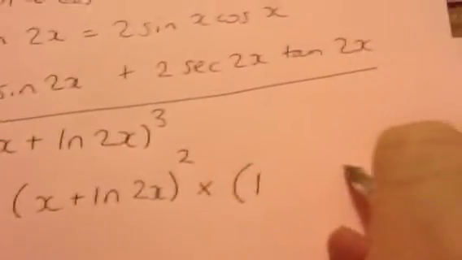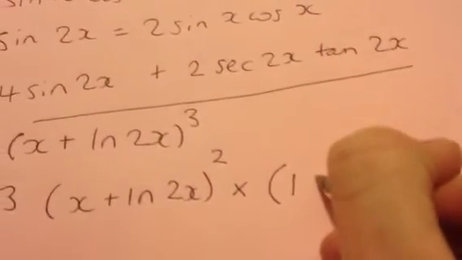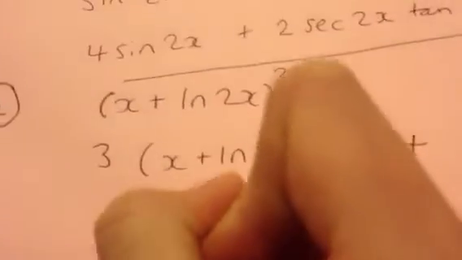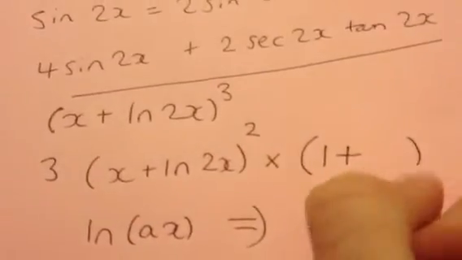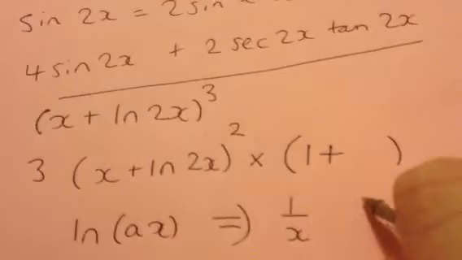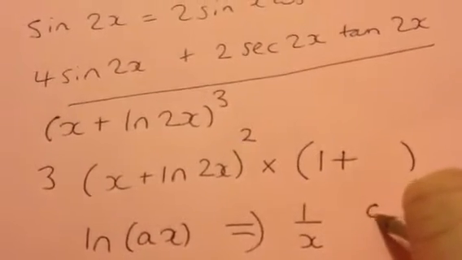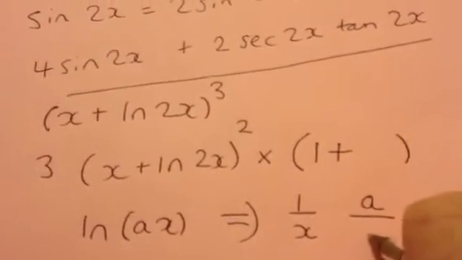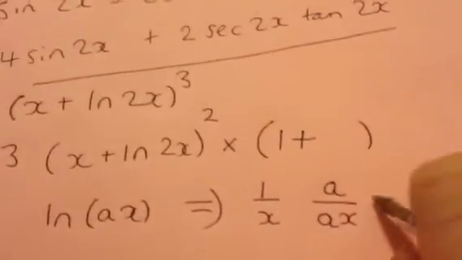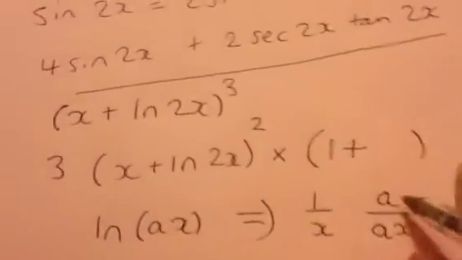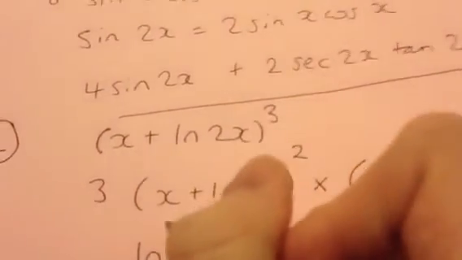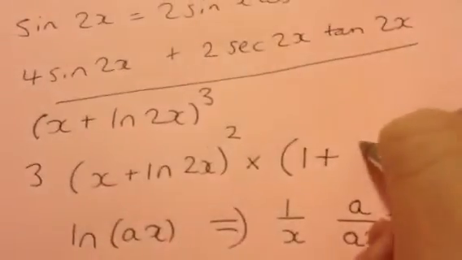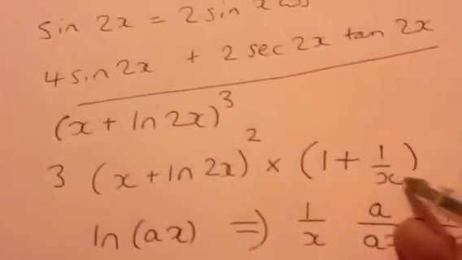differentiates to 1. And ln of x differentiates to 1 over x, but ln of a constant times x differentiates to just 1 over x, because you're basically doing the differential over what you originally log in, so a over x, which is 1 over x. So the answer is 3, x plus ln 2x squared times by the differential, so 1 plus 1 over x, and that will be the final answer in that question.